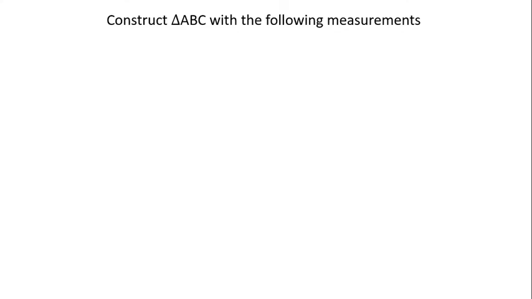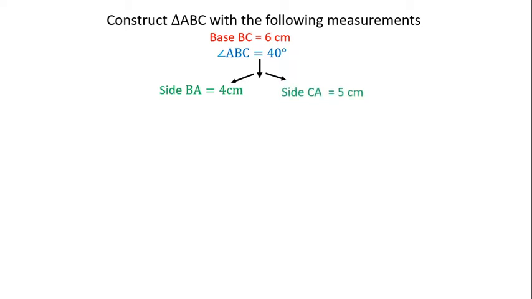So let us construct a triangle ABC with the following measurements. Base BC is 6 centimeter, and one of the base angles, that is angle ABC, is 40 degrees. Now we can have two options here. Among the other two sides, say side BA is given as 4 centimeter or side CA is given as 5 centimeter. So these two constructions we shall try to understand simultaneously.